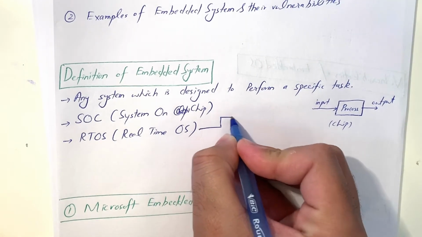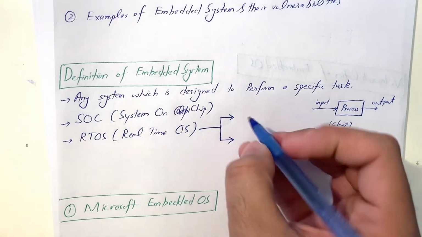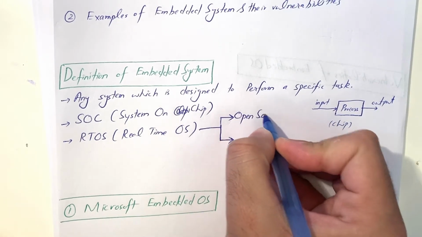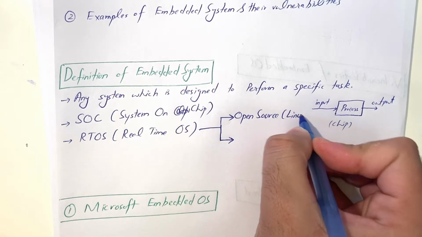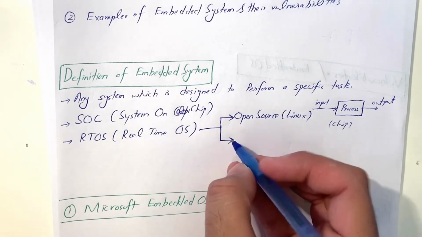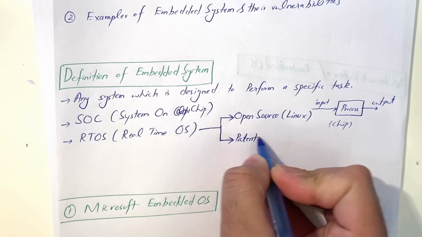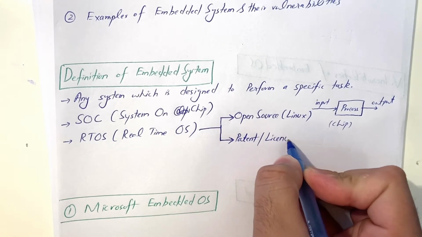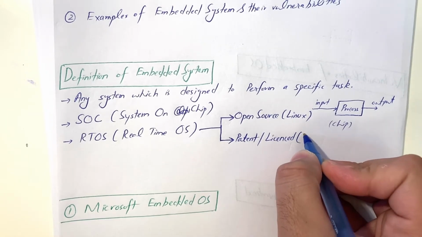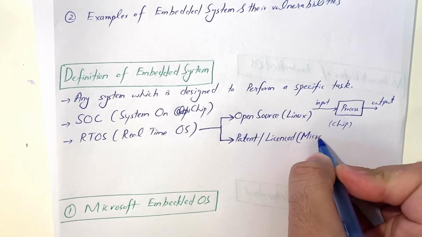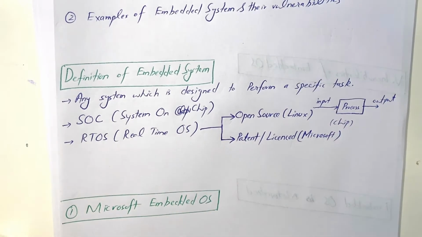A real-time operating system can be further classified into two types. One is open source, like Linux, and the second type is proprietary, or you can say licensed. You need to actually buy a license, for example, Microsoft Windows. So these are the two types, just like other operating systems. An operating system could be open source, open to the public, or it could be licensed and proprietary, where you have to purchase a corporate license for all of your devices.